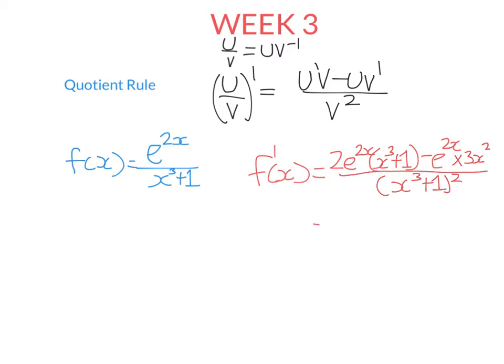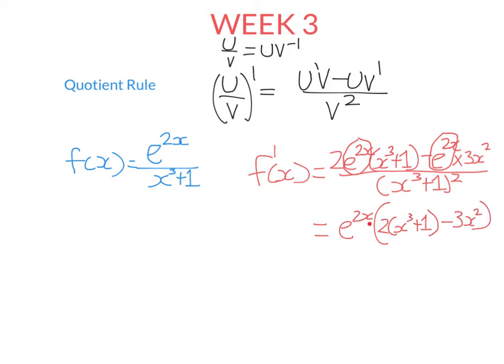So now we're just going to simplify by factorizing the top. Notice in the top that each term has a factor of e to the power of 2x. This is like our first term, and this is like our second term. So what we do is we write that function out the front, and then we're left with 2 times x cubed plus 1 to get the first term, and then the second term is being multiplied by 3x squared.